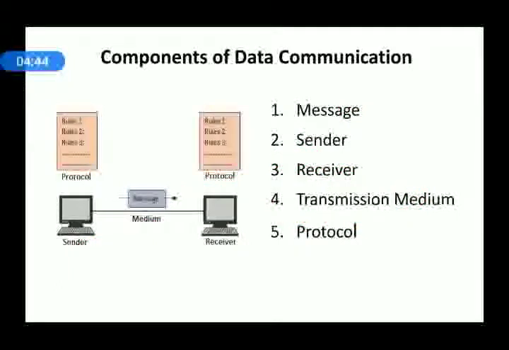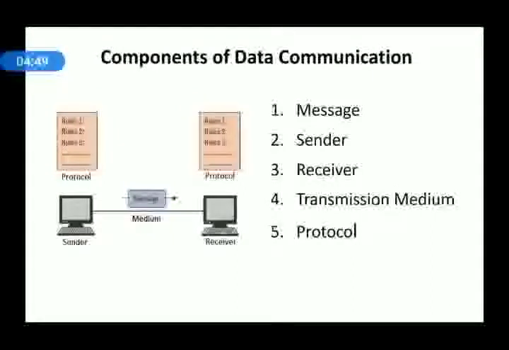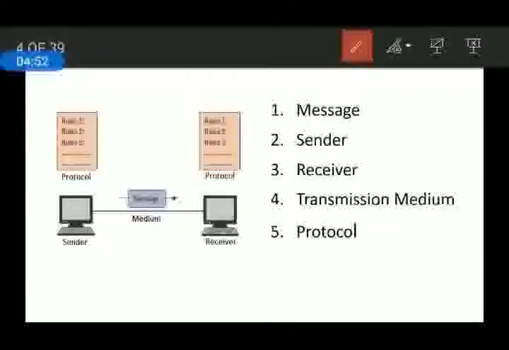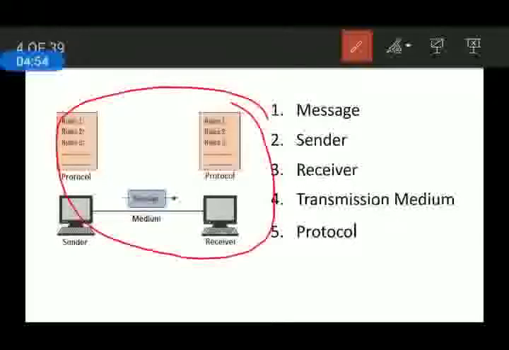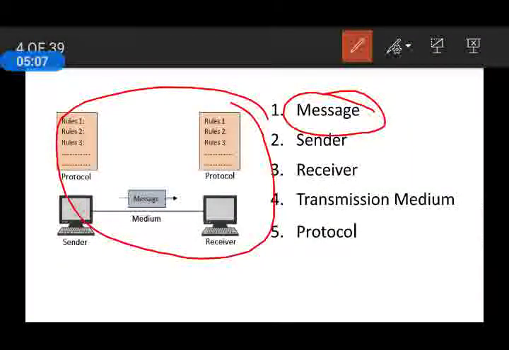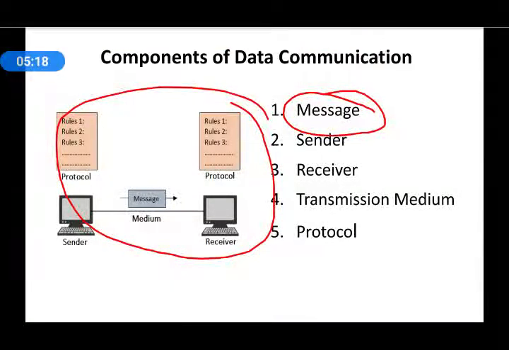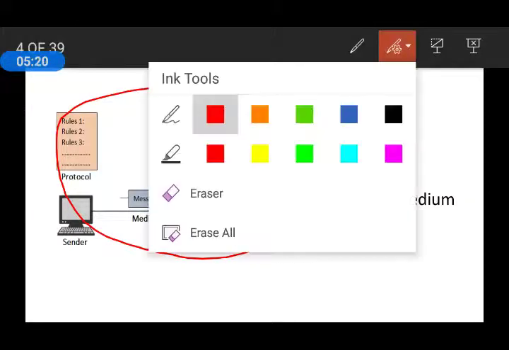Okay, so this is about the introduction part. So now let us move on to the components of data communication. That is, what are the components in data communication. So this figure shows the components of data communication. What are the components? So here you can see the first component is message. Message is the one which is sent from the sender to the receiver. The message may be audio, video, or data which is transmitted from the sender to the receiver. And the second component of data communication is the sender.